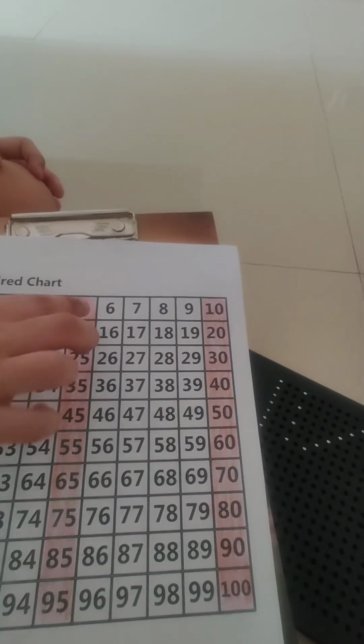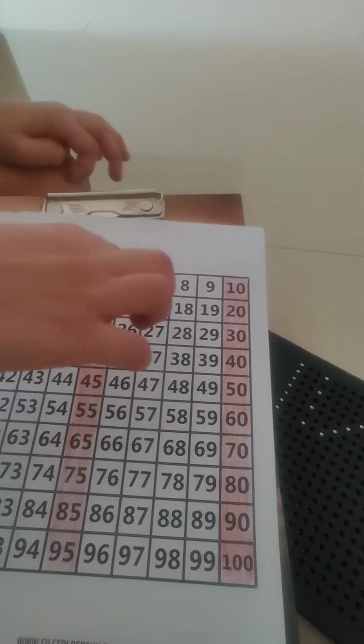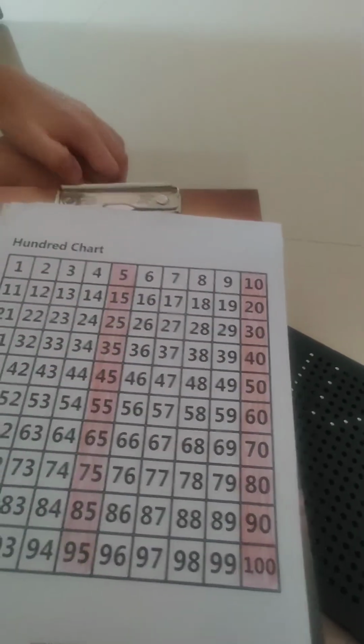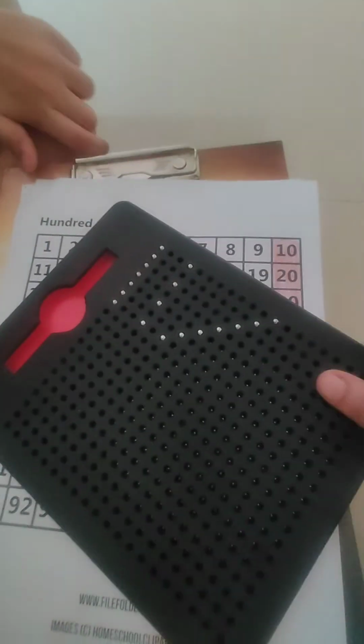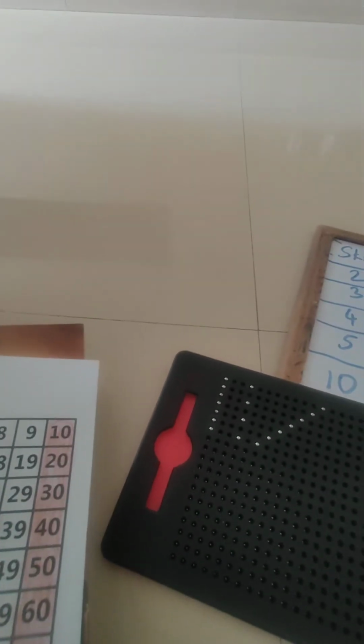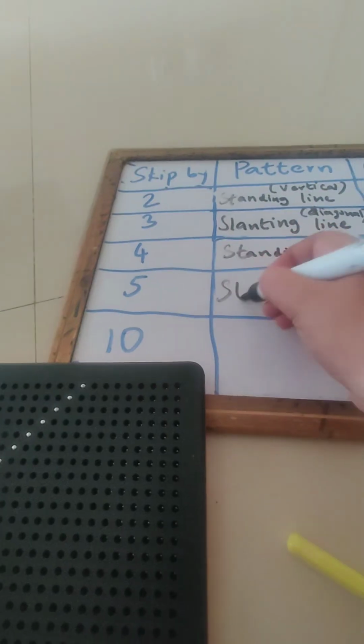Now we are looking at skipping by 5. So this was easy, right? Coloring by 5, 5, 10, 15, 20. So this is definitely which pattern? Which pattern, Sriram? Look at the chart and then answer. Is it standing or sleeping or slanting? Standing. Okay. And there are no gaps in between.